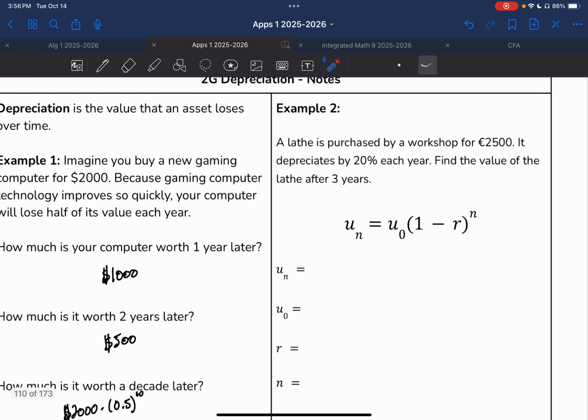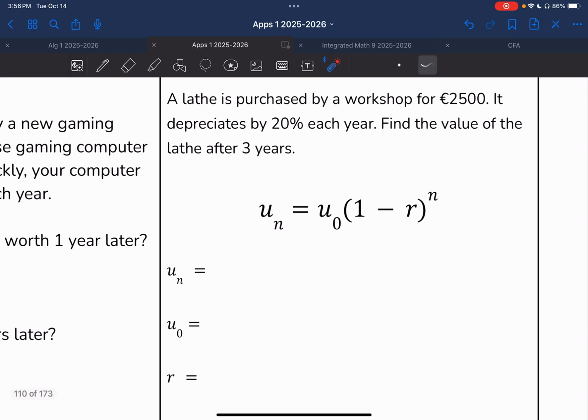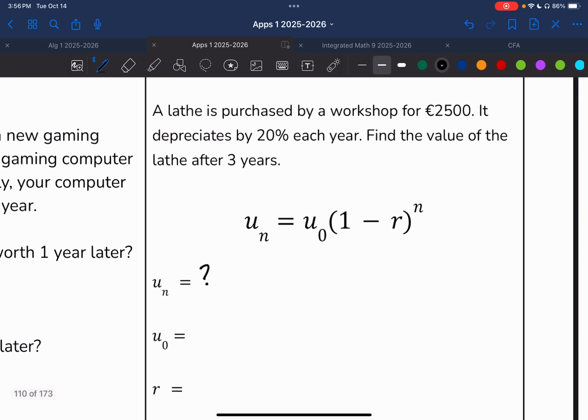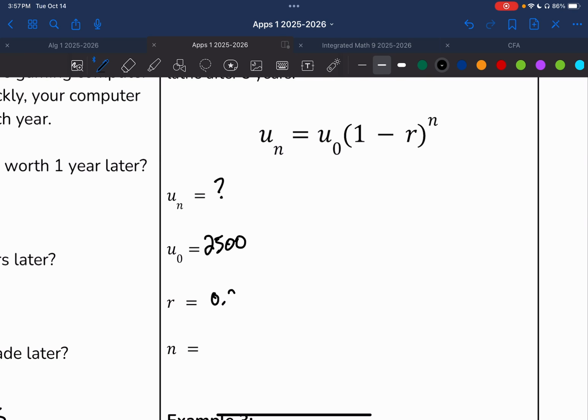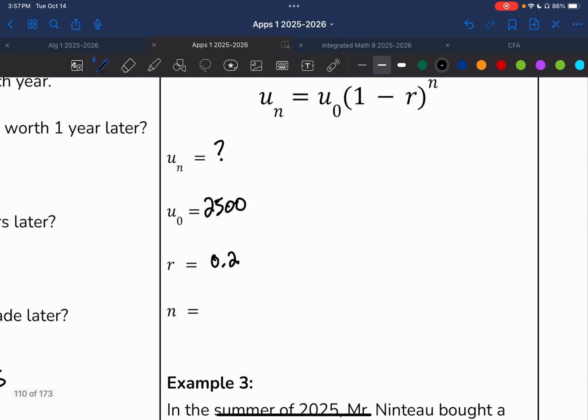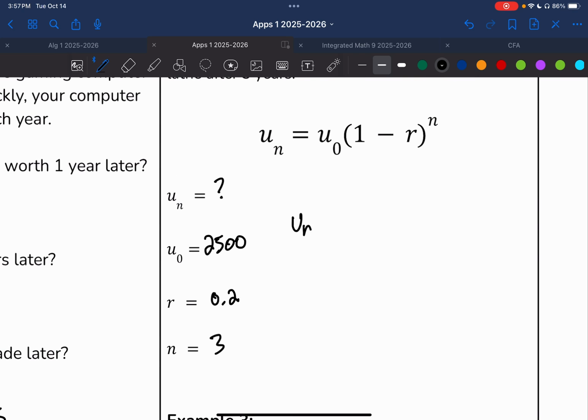Let's say an example over here: a lathe is purchased by a workshop for 2,500, whatever currency that is. It depreciates by 20% a year. Find the value of the lathe after 3 years. So U_n, that's what we're trying to find, the value of the lathe after 3 years. U naught is 2,500. r is 0.2. And n here is 3.